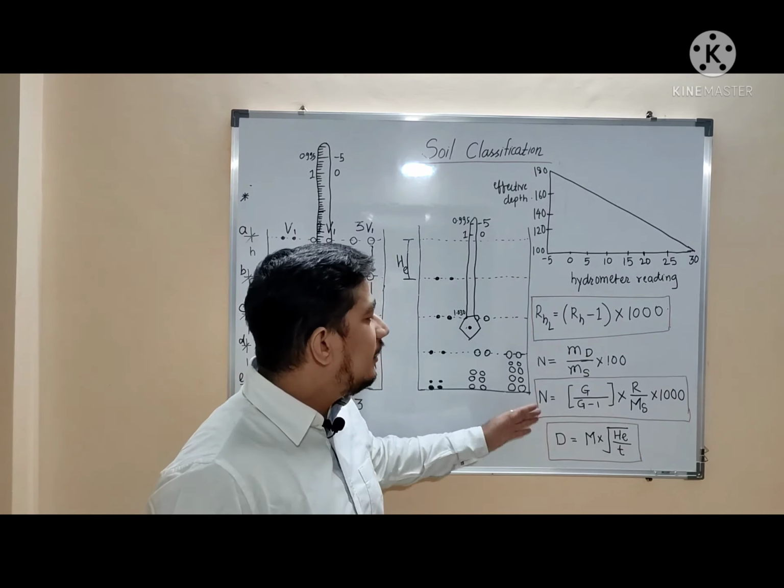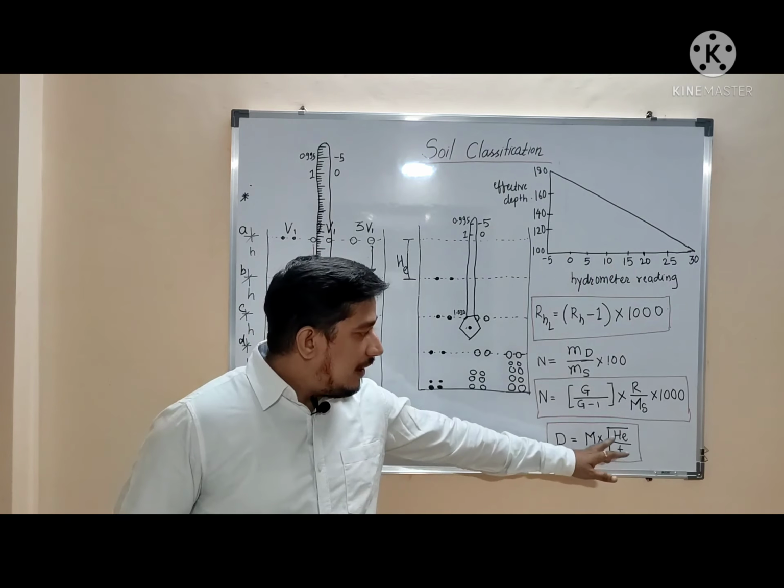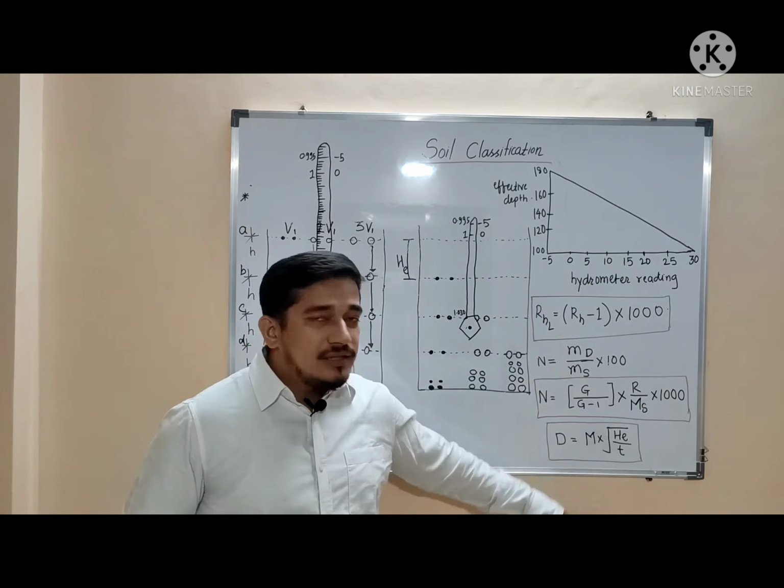Then the question arises how to find the particle size. As we know, when we draw the particle size distribution curve, we need the percentage finer and the particle size. To find the particle size, we have the formula D is equal to M multiplied by root of he by t, where he is the depth of the hydrometer bulb from the free surface and t is the time. M in this formula is a constant which is based on the characteristics of the soil suspension.